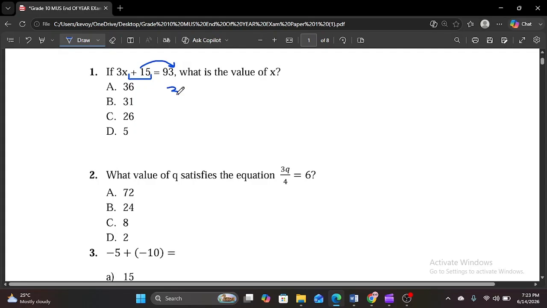So it's going to be 3x is equal to 93 minus 15. That's going to be equal to 3x. So we have 93 minus 15 is equal to 78.